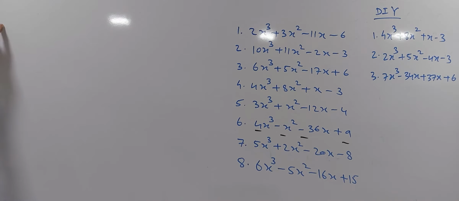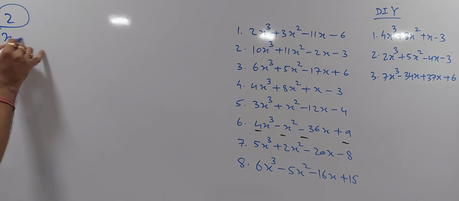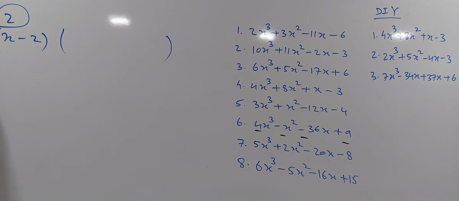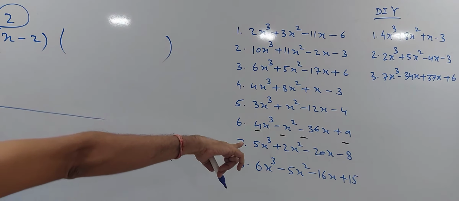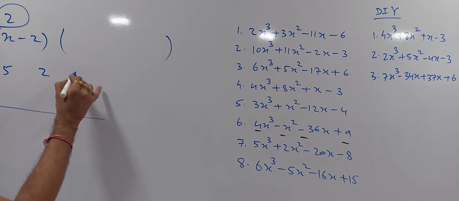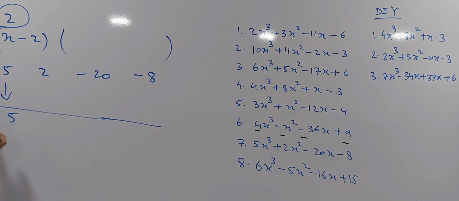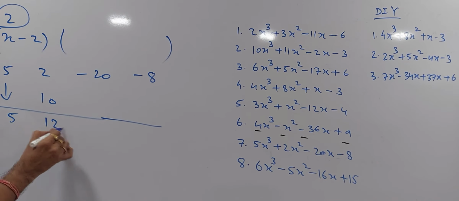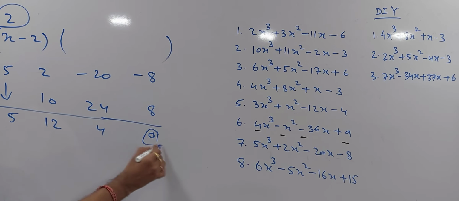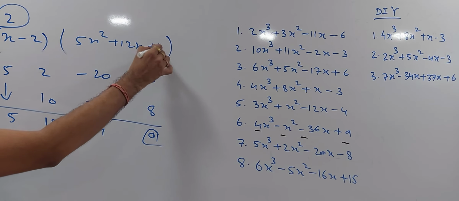So that means I can consider that 2 as one of the zeros, that means x minus 2 is one of the factors. I will look for the other quadratic factor. Now 2 is one of the zeros, so it is 5 coefficient, then 2, then minus 20, and then minus 8. Drop down 5, 5 2s are 10, 10 plus 2 is 12, 12 2s are 24, minus 20 plus 24 is 4, 4 2s are 8. So you are getting 5x square plus 12x plus 4.